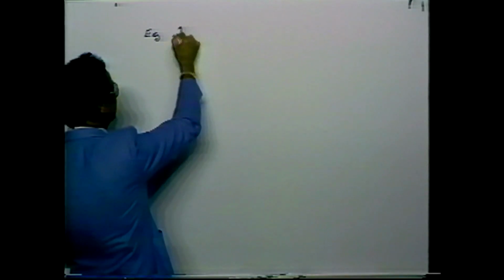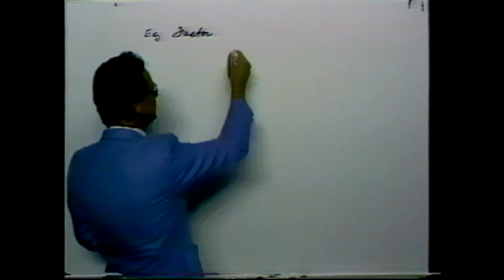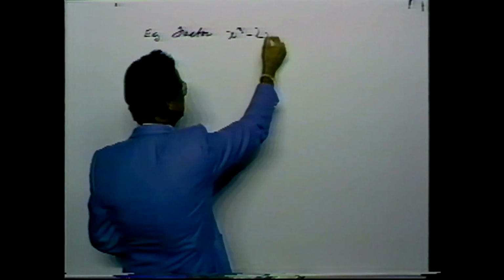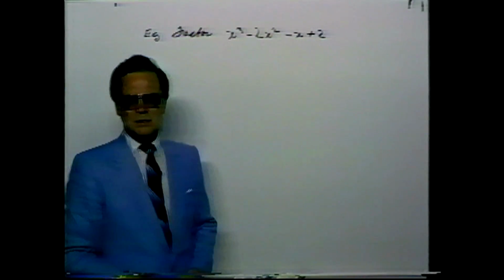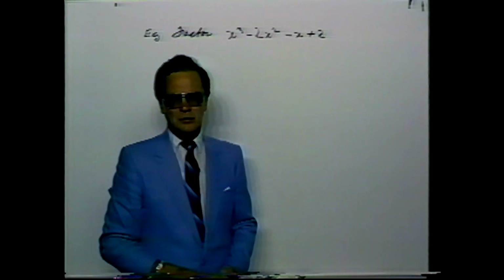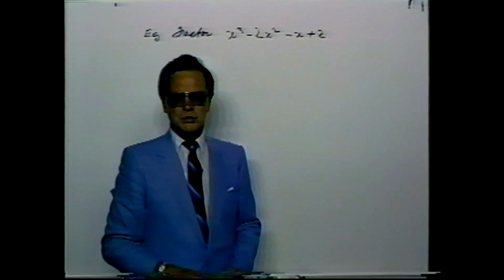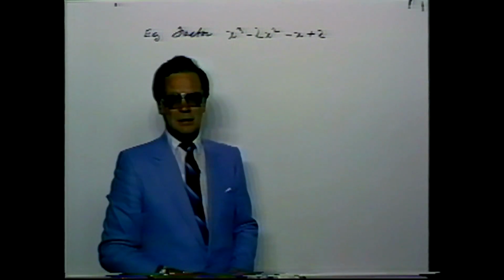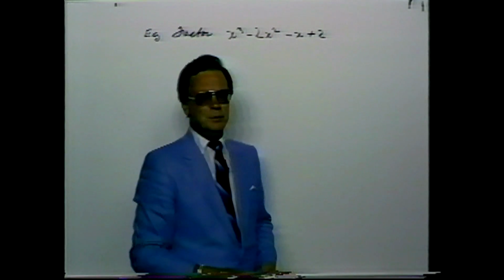Here is another example. Factor x cubed minus 2x squared minus x plus 2. Now you might think this is a candidate for the factor theorem method. So be careful with questions such as this one, which can be solved. It can be solved by using the factor theorem, but it's much simpler to solve by grouping.